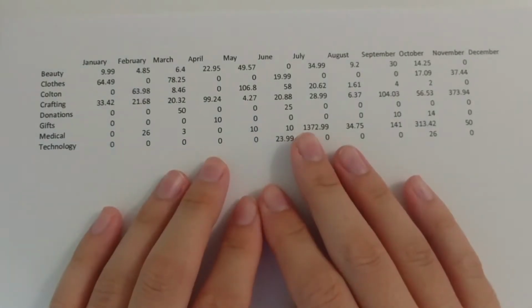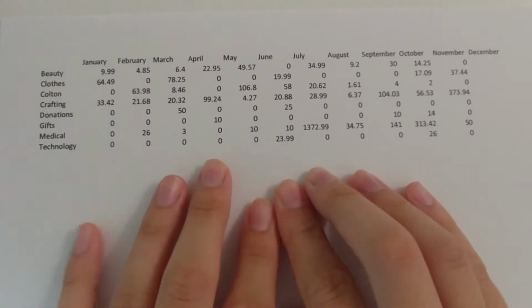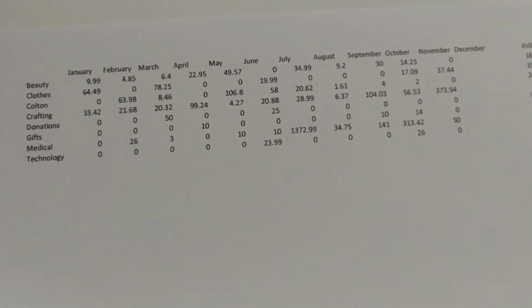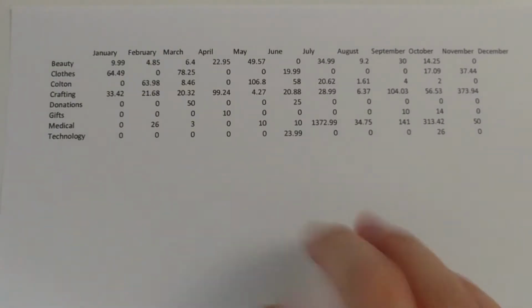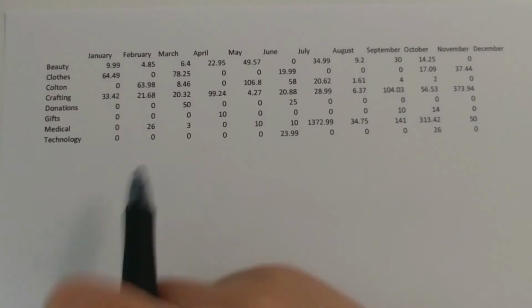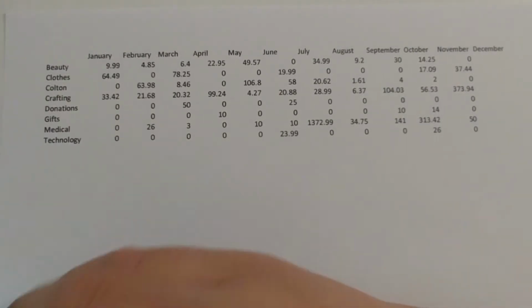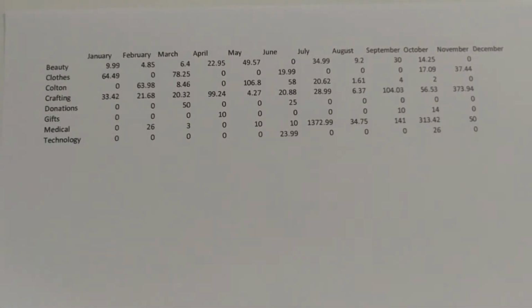Today I'm going to be calculating the sinking funds that I will be using for 2021 as well as the amounts that I will be putting into them. So this is just a brief overview of how much I spent in these sinking funds throughout the year of 2020. Now a couple of things I want to point out.